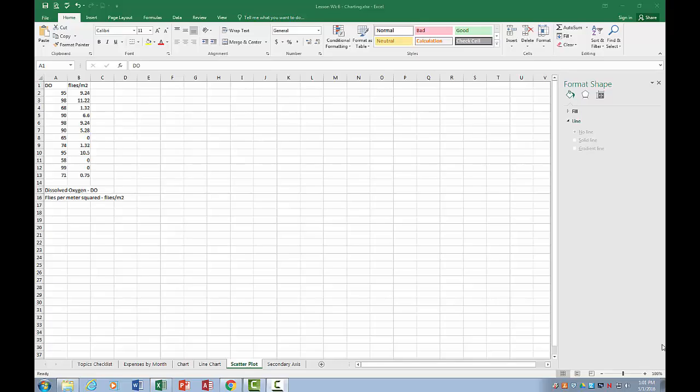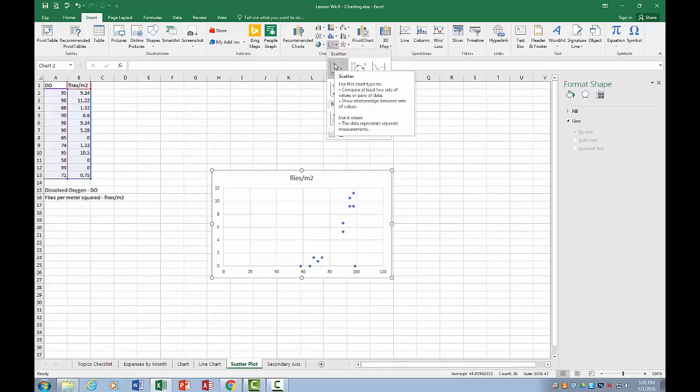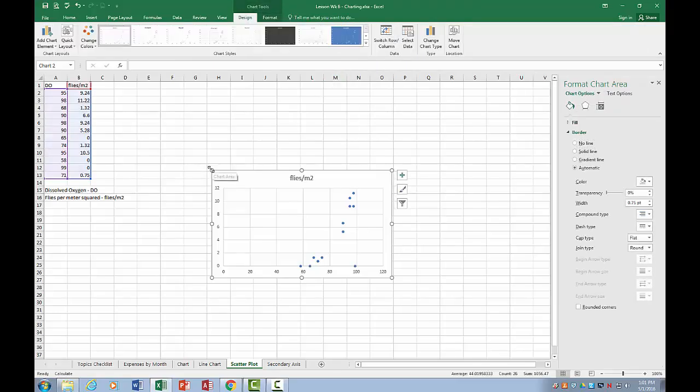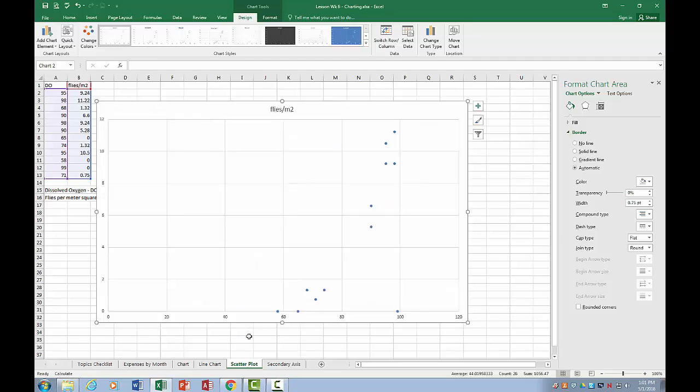flies/M2. If we would like to chart this in a scatter plot chart, we can highlight A1 through B13, one header row and 12 rows of data. Go to our Insert ribbon, select Scatter XY chart, and let's just do the first one there, which is a scatter chart using markers. Again, I'll grow this by clicking on one of my diagonals and holding down Shift, and we can see that on the horizontal axis we have the level of dissolved oxygen, and on the vertical axis we have the number of flies.